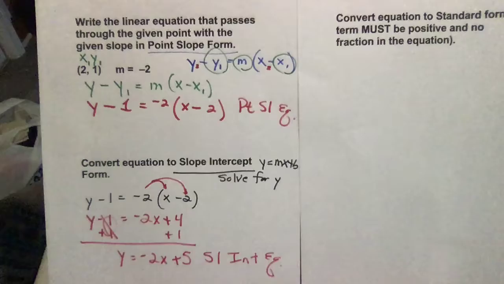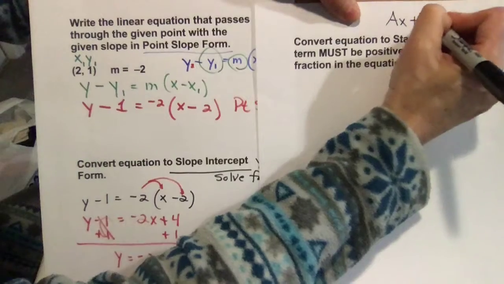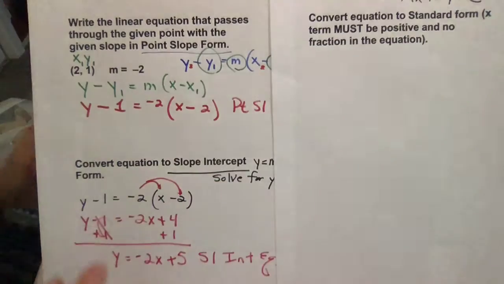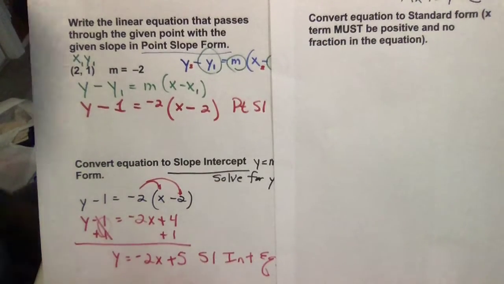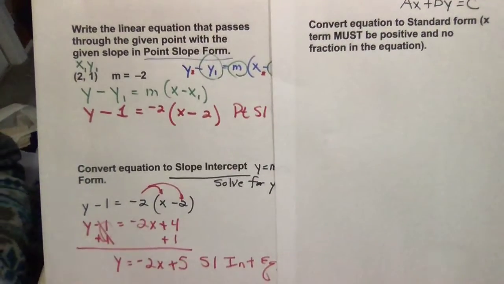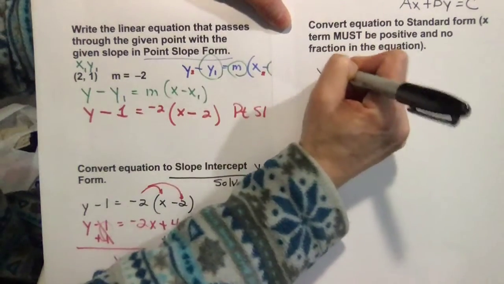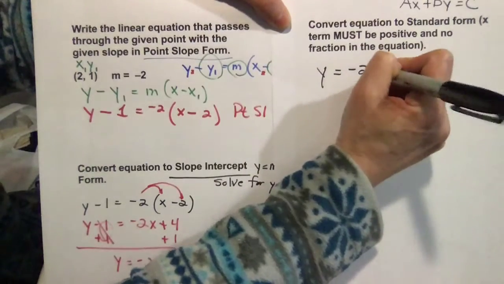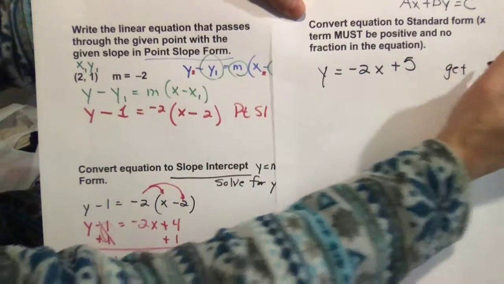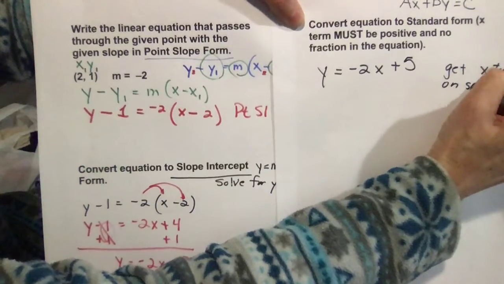The standard form of an equation is this, okay? ax plus by equals c. All this means is x and y have to be on the same side of the equation, and no fractions are allowed, and x term must be positive, okay? All right, so with that said, I'm going to take our slope-intercept equation that we just found, and we're going to move our x's. So we want to get x on the same side as y. So the x term on the same side as y.